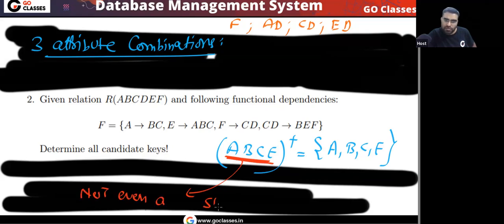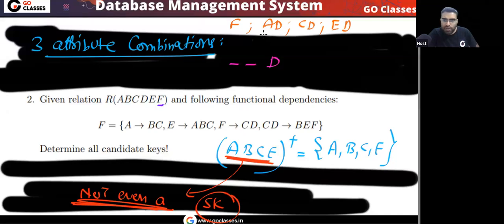Not even a super key. Okay, so because this is not even a super key, you don't have to create combinations from these 4 people. So you cannot take F, so you must take D. You must take D and 2 people together. Yes or no? You cannot take F. You must take D. Okay, so 2 people together.